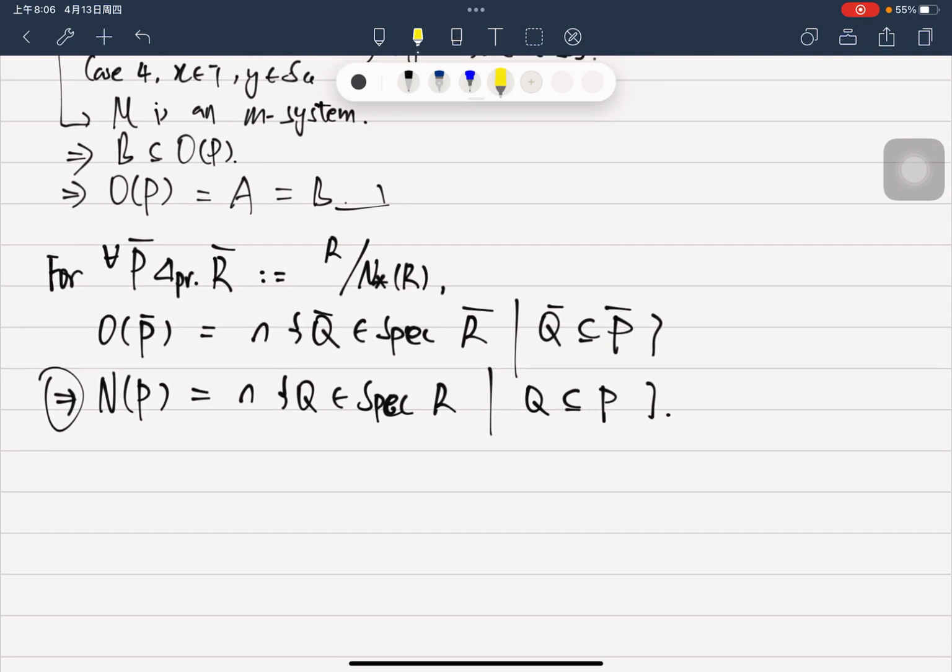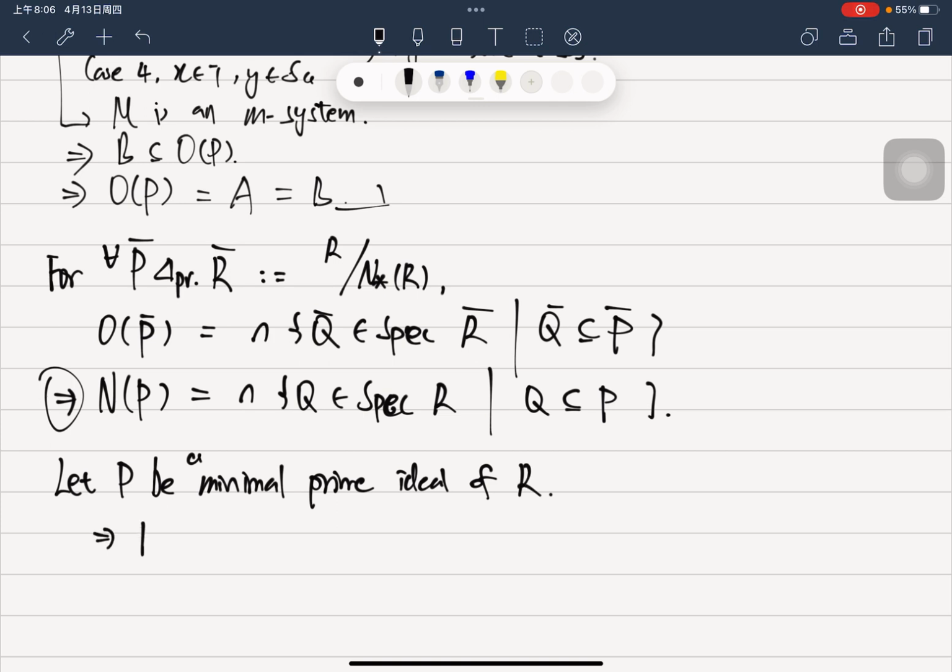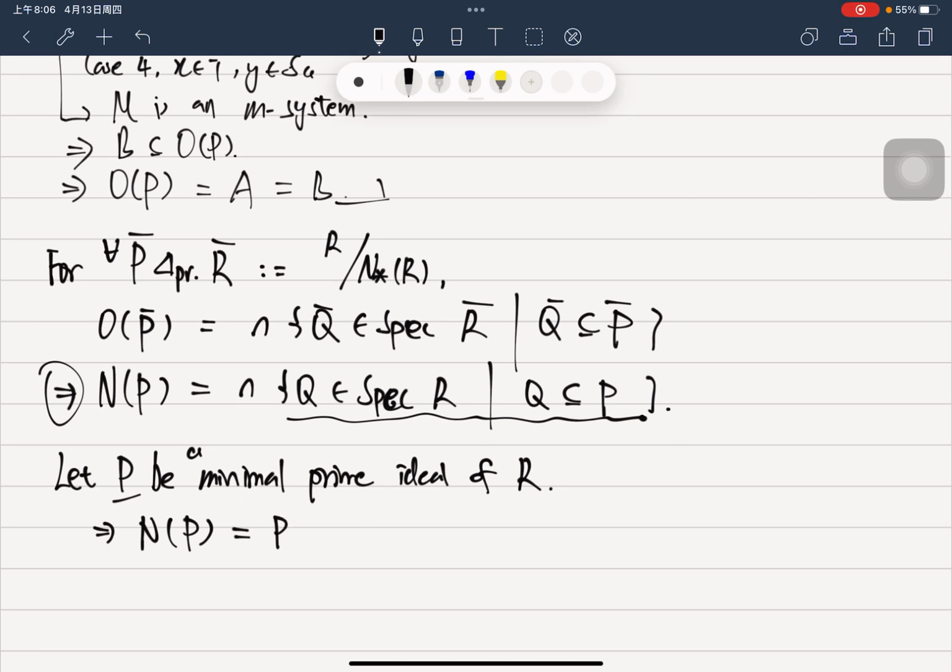Okay, now let's see. Another thing is this one. Let P be a minimal prime ideal of R. Then we will get this MP, which is the intersection of this Q, but our P is minimal, so the intersection is just P. This is very important for our proof.